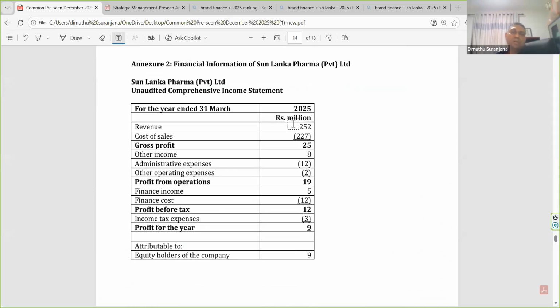These are related to finance. Sri Lanka Pharma, this can be acquired by us. This calculation, okay. You see, plus 25, they come 8 now. That is 33, 14, 19. Finance income 5, 24, 24 minus 12, 9. 12 plus tax deduction 3, no? 3. Yes.